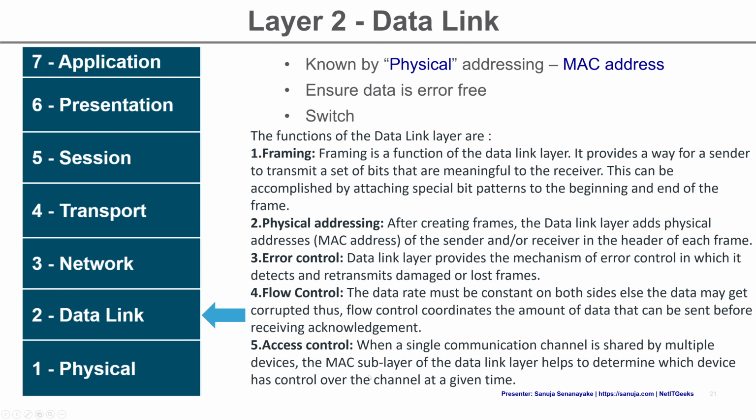The data link layer is also responsible for access control. When a single communication channel is shared by multiple devices, the MAC sub-layer of the data link layer helps to determine which device has control over the channel at a given time. So access control will make sure which device has control over that channel at a given time, and that also happens at the data link layer.